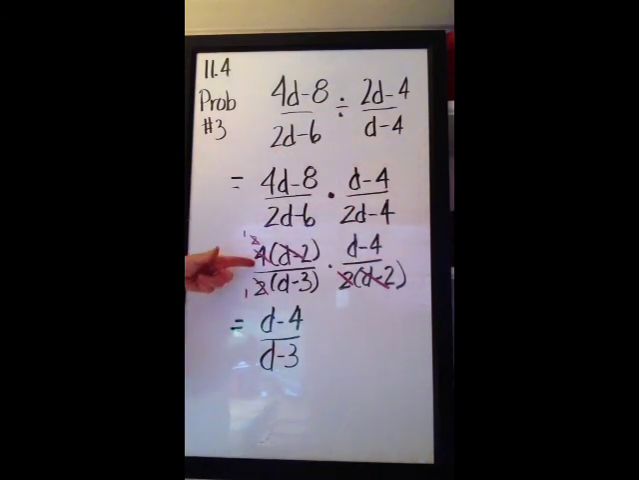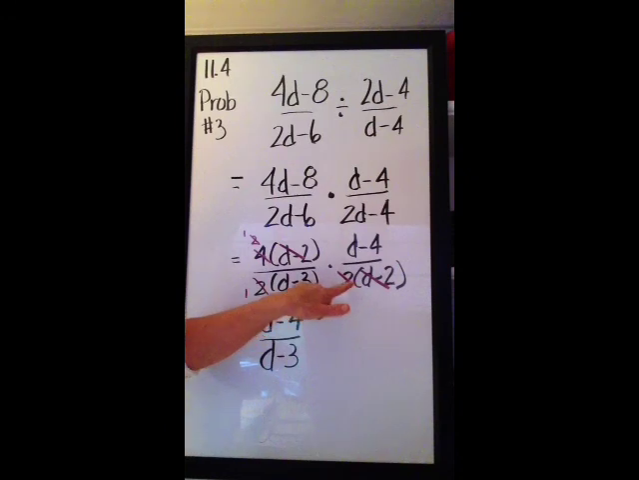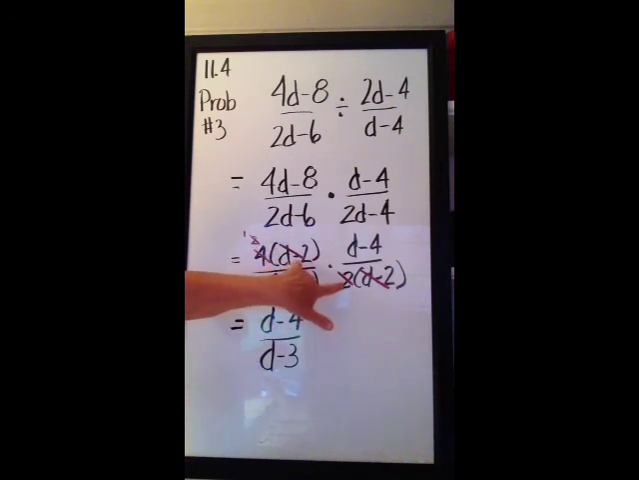I can factor out a 4 here. So this becomes 4 times d minus 2 and a 2 here. So this becomes 2 times d minus 3. Over here I can factor out a 2 in the denominator, so I get 2 times d minus 2. The d minus 2's will cancel. I cancel a 2 out here, I'm left with a 2, and then I have 2 over 2, so that's just 1. So when I multiply across, I get 1 times d minus 4 equals d minus 4, and 1 times d minus 3 equals d minus 3. So d minus 4 over d minus 3 is the answer.